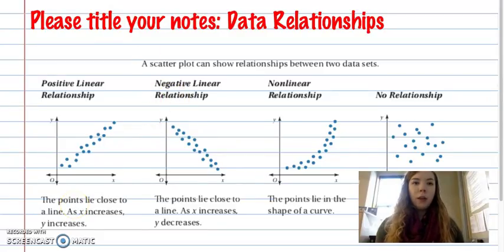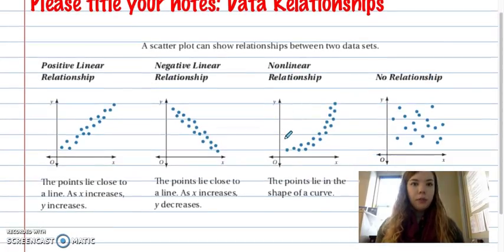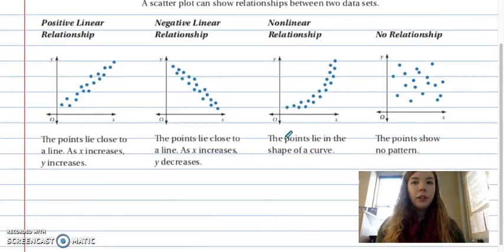Yesterday we talked about how to make a scatter plot, and today we're going to talk about different relationships that scatter plots can show us, and really the main reason we make them. So your title for today is data relationships, and then there are four different types.